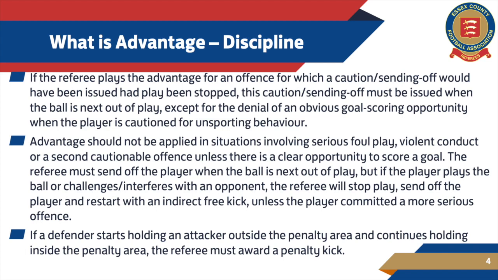So advantage should not be applied in situations involving serious foul play, violent conduct, or a second cautionable offence, unless there's a clear opportunity to score a goal. So it's really important here that if, I don't know, a player punches another player, so violent conduct, don't play advantage there, because you can guarantee as they're going down the wing to go score a goal, you've then got a fight kicking off behind you because someone's been punched.